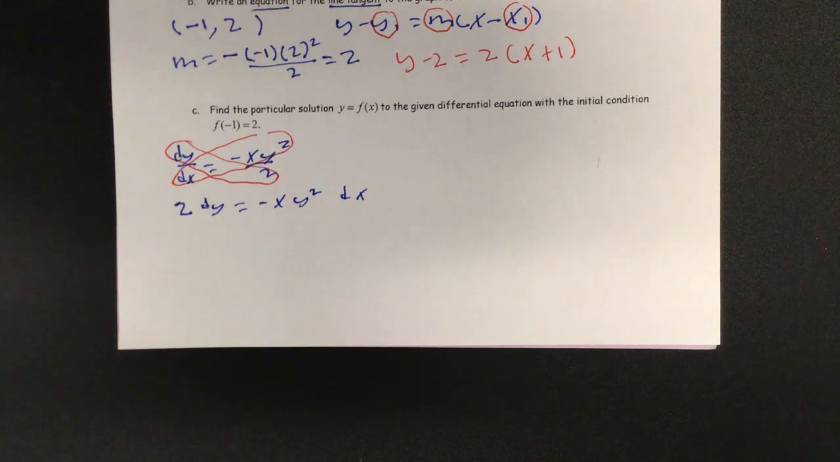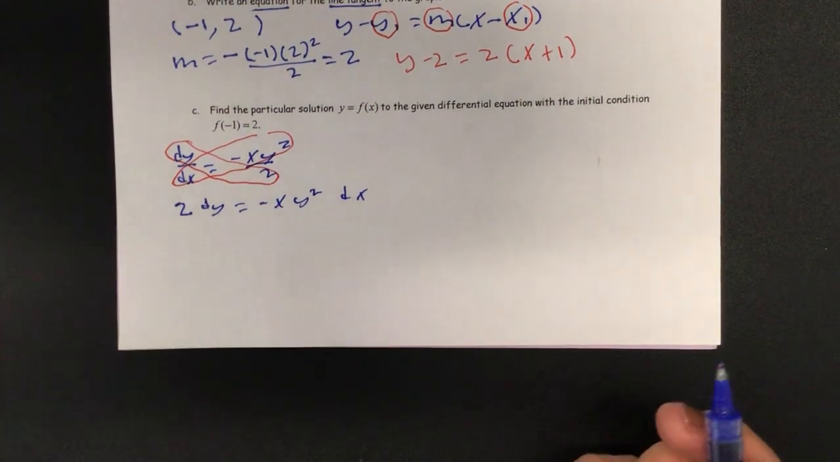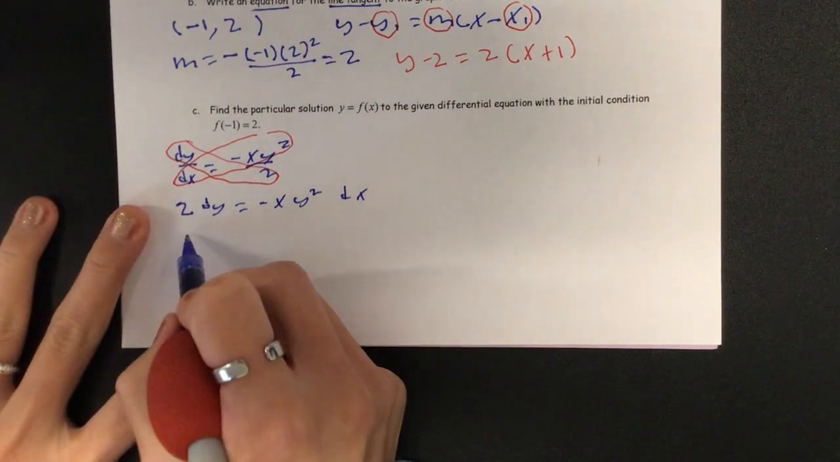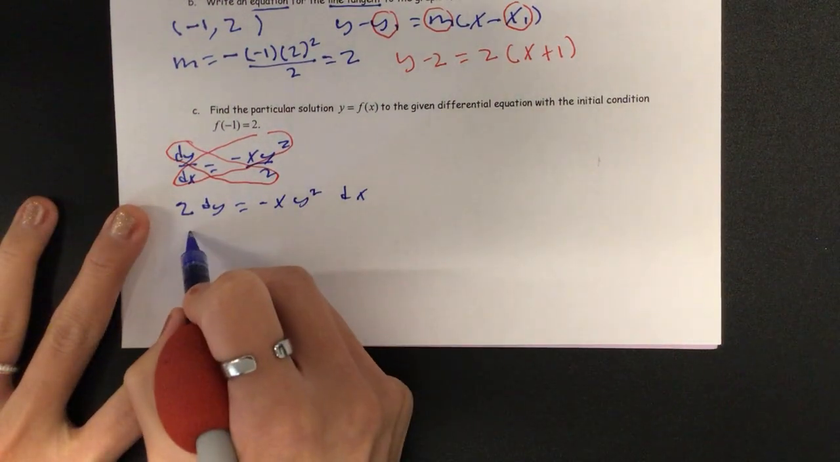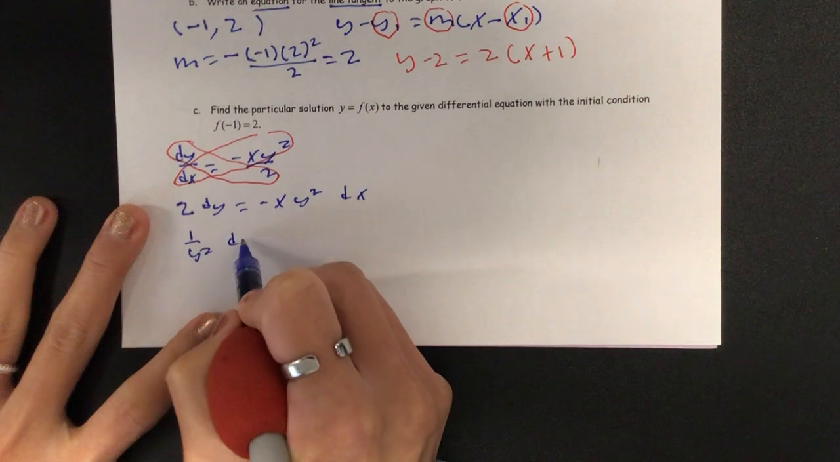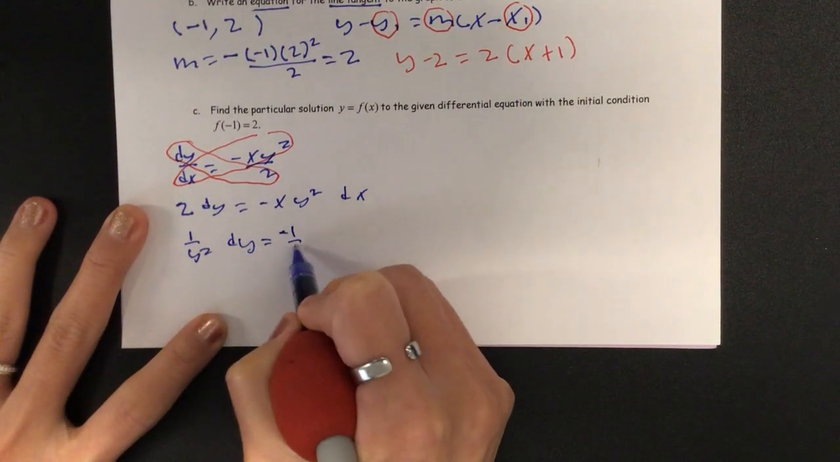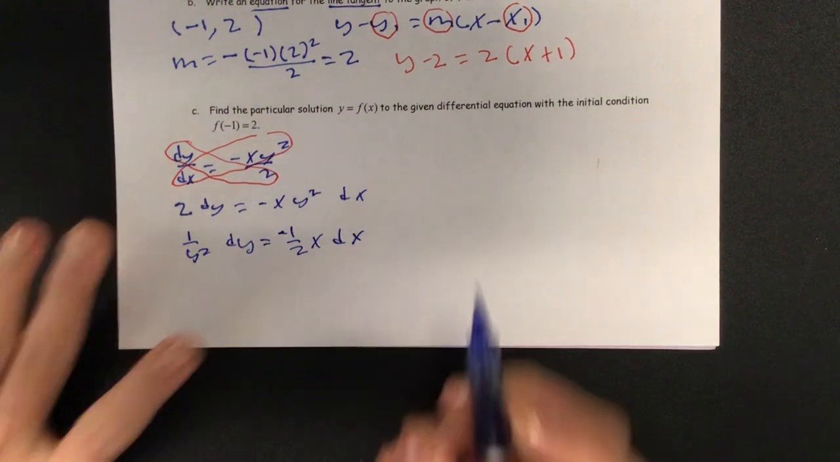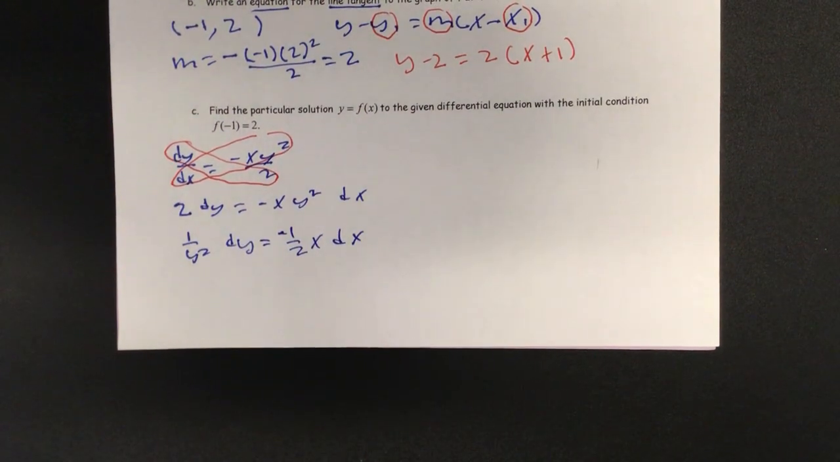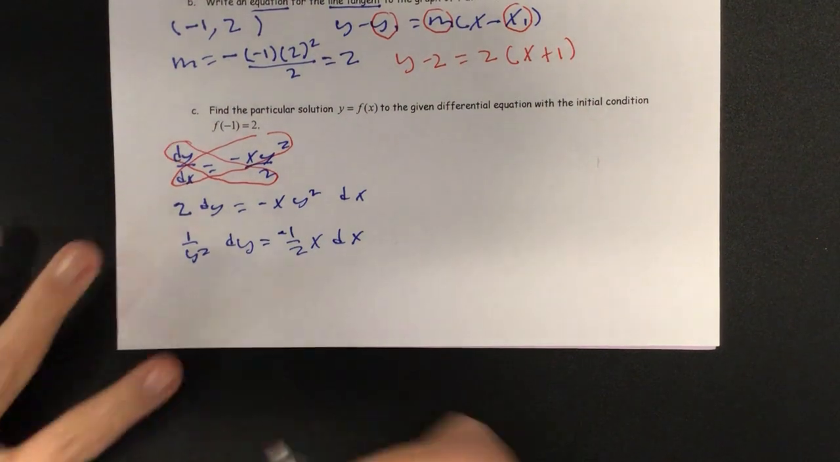So is it a good idea to keep any non-y values over here? I'm going to bring that over. And then it'd be a good idea to put the y squared on the other side. I'm going to move the y squared over, 1 over y squared dy. And then I'm going to move the half in front, negative 1/2 x dx. Now I have all the y's together and all the x's together. If you're good with that, give me a thumbs up. Okay? Now we are going to integrate on both sides.